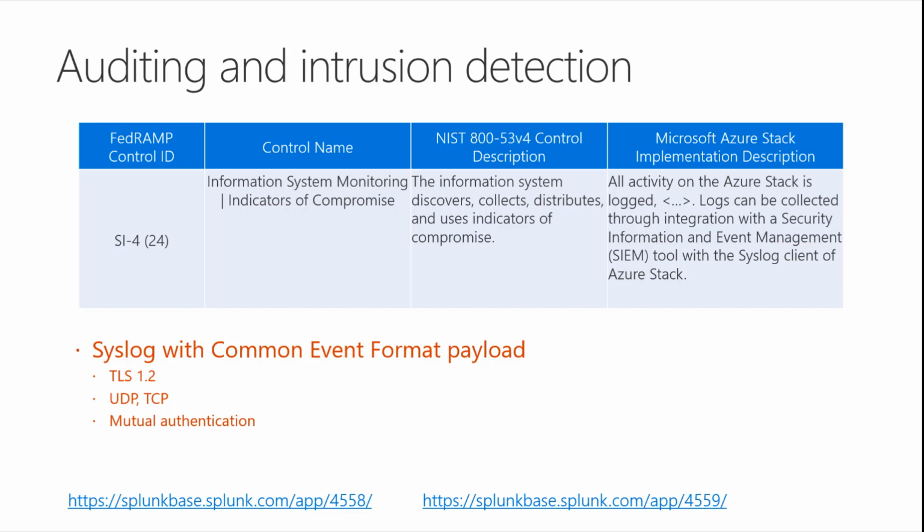When Azure Stack is deployed with a deployment worksheet, you can actually pre-configure this by putting the address of the SIEM server to help expedite that process. All this communication happens across TLS 1.2 and can leverage UDP and TCP depending on the configuration settings that you put. Ideally, we want to use mutual authentication for the most secure aspect of this.